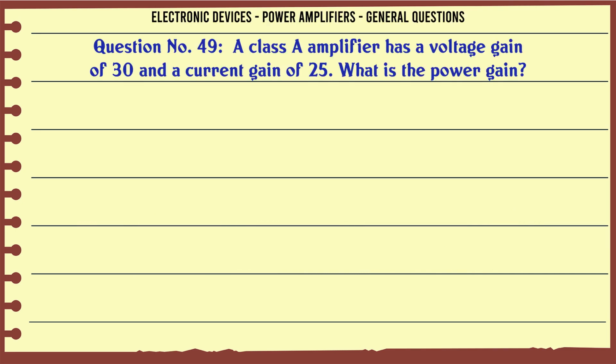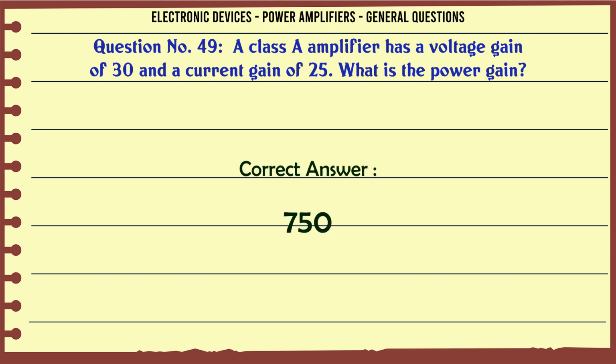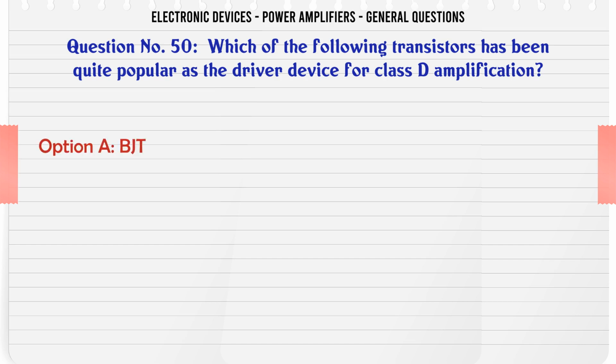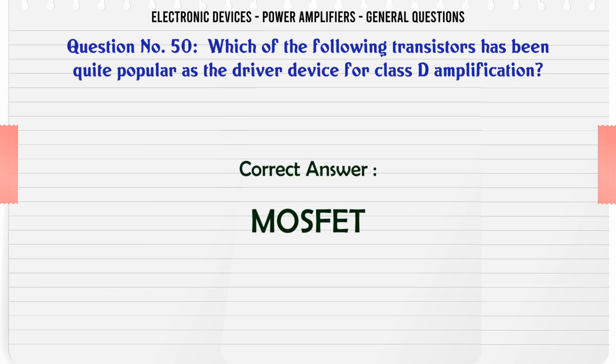A class A amplifier has a voltage gain of 30 and a current gain of 25. What is the power gain? A. 30, B. 25, C. 1.2, D. 750. The correct answer is 750. Which of the following transistors has been quite popular as the driver device for class D amplification? A. BJT, B. FET, C. UJT, D. MOSFET. The correct answer is MOSFET.